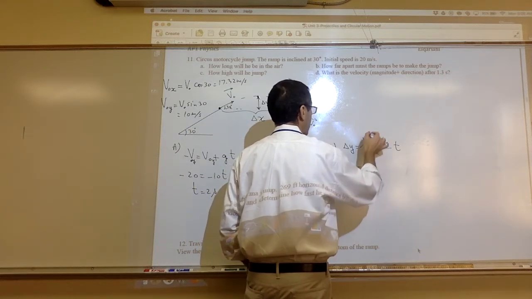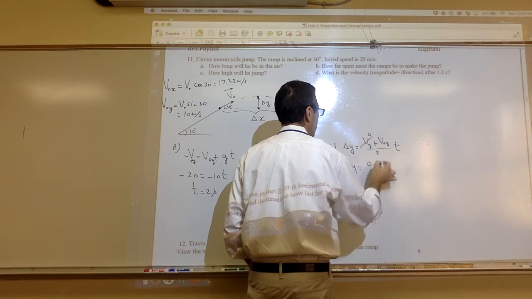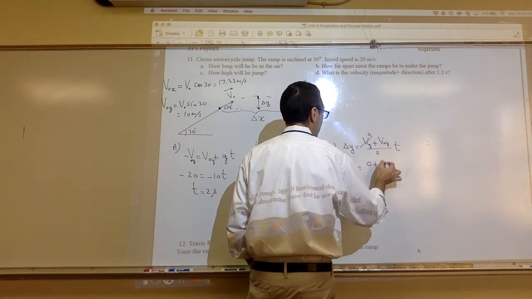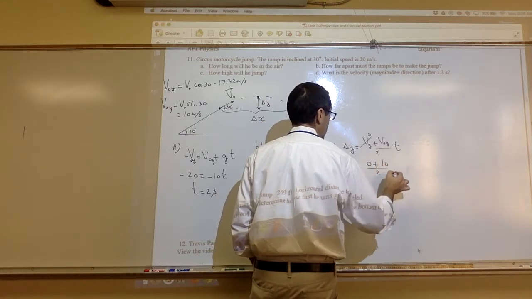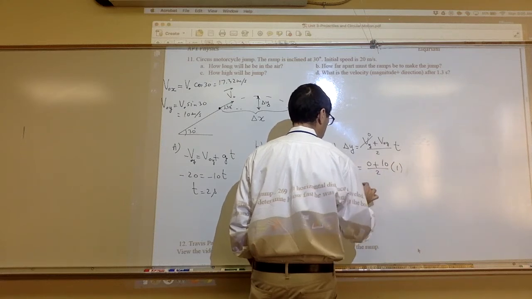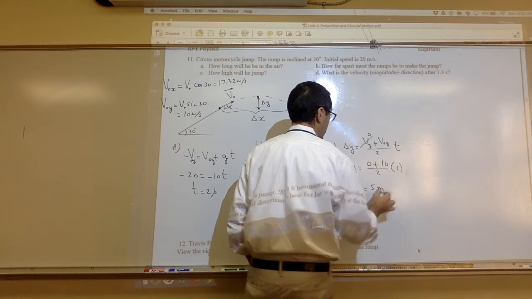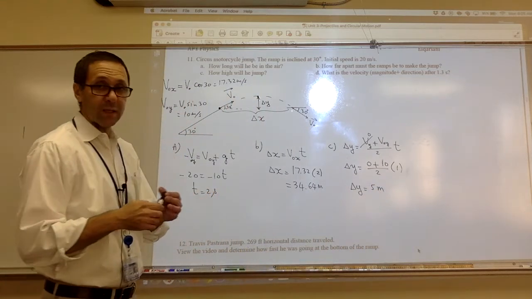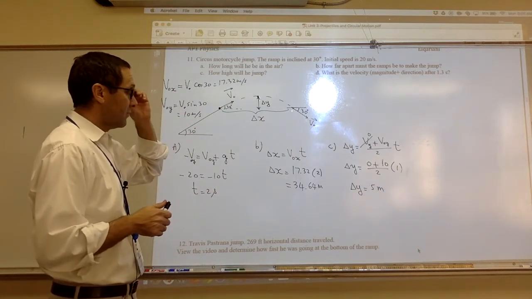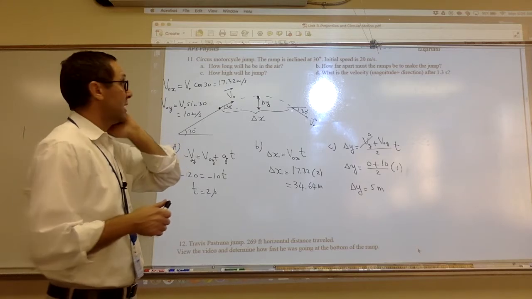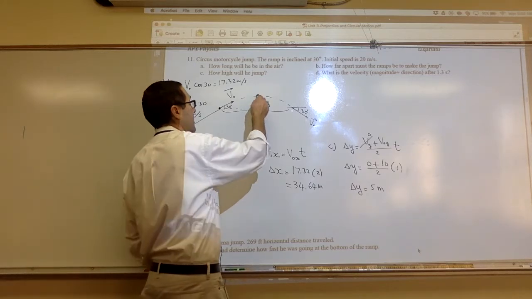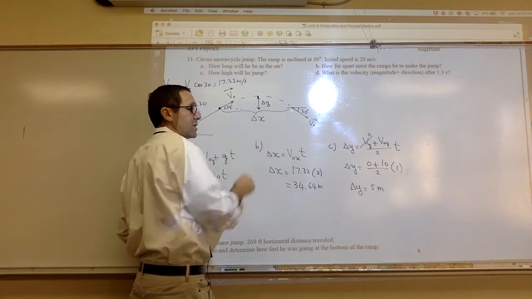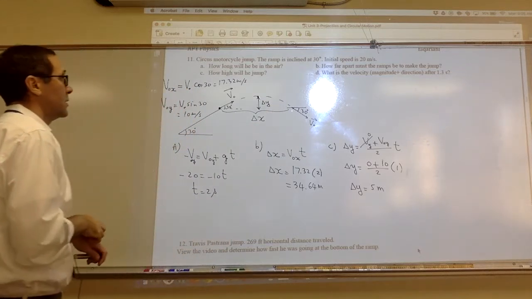So Vy at the top is 0. Now V0y is 10 over 2 times 1. Okay, and this is 5 meters. Well, we should have predicted this because we know that objects in free fall will drop 5 meters after 1 second. So in other words, if it's here, it's going to drop 5 meters after 1 second. So that should have been predicted.